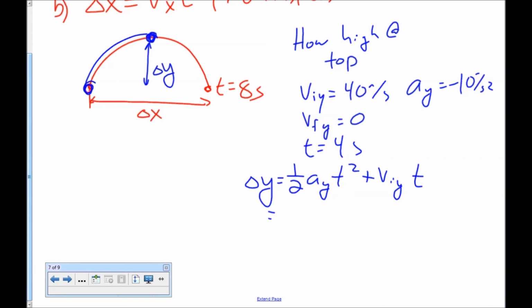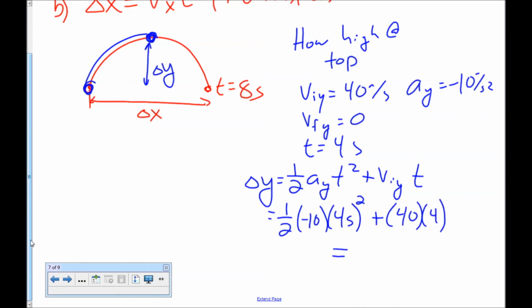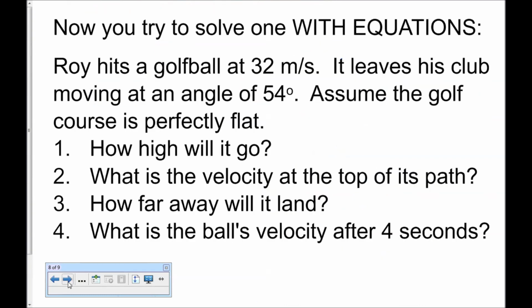So plug in your numbers. Acceleration is -10. Time is 4 seconds. Don't use the 8 seconds. We're trying to find how high it is at the top. And it gets to the top after 4 seconds, not 8. Our VIY was 40, and our time is 4 seconds. So multiply that out, add it all up, and you get 80 meters. Cool. All right, and then finally, to find the velocity after 5.5 seconds.